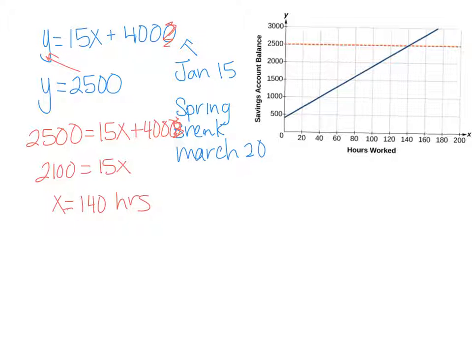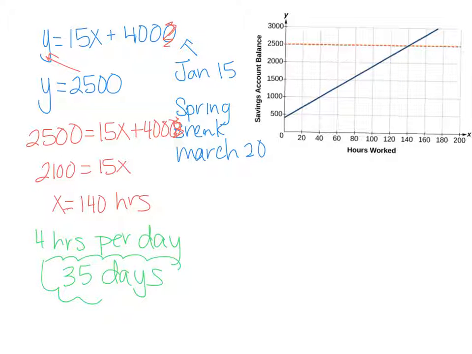So when it comes to an equation and a scenario, we need to make sure we answer the full thing. Yes, x equals 140 hours, but what does that mean? If she can only work 4 hours a day, that means I have 140 hours and I can divide it by 4. That means she has to work 35 days. So this is also pretty important.